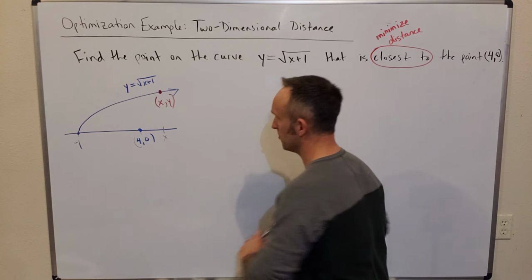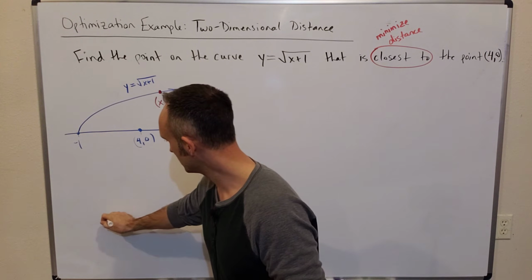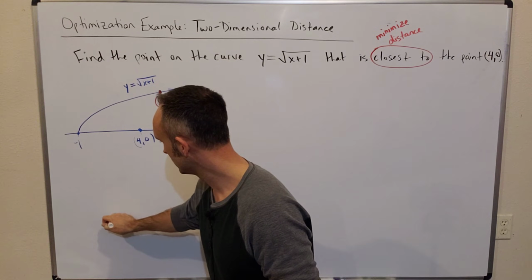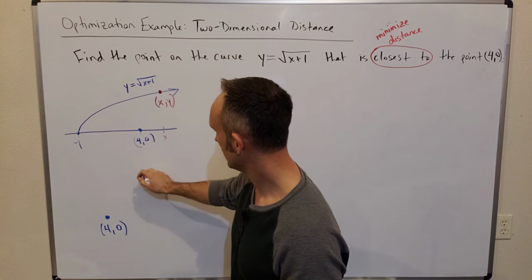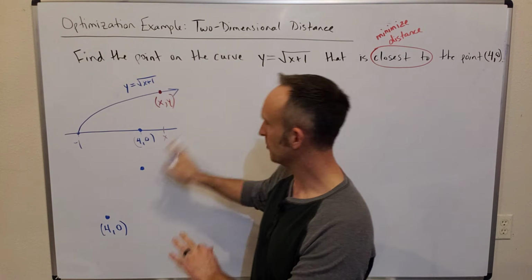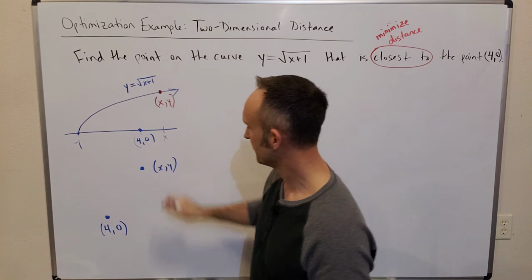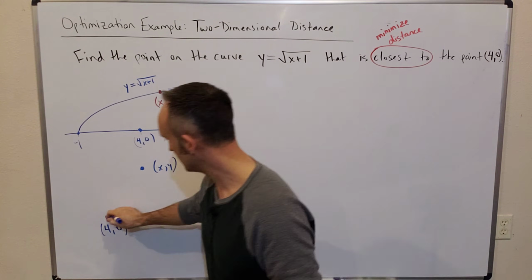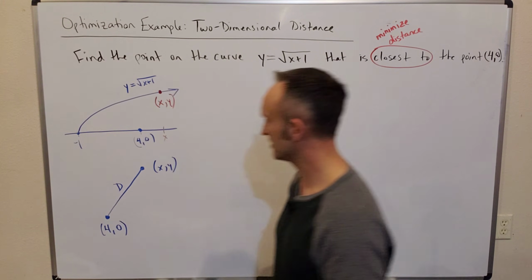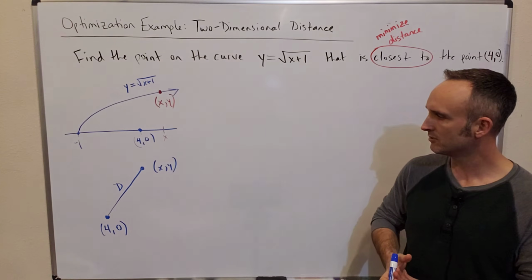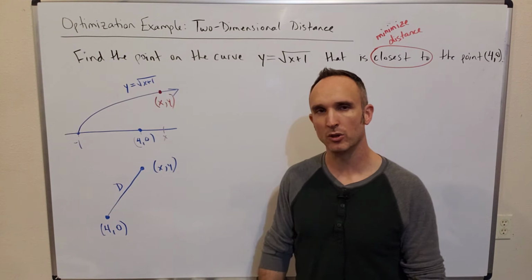So let me draw the picture here a little bigger. So we've got this point at 4, 0. We've got this point. It could be anywhere on the curve, so I'm just picking an arbitrary location. We'll call it x, y. And we want the distance between those 2 points. So we're looking for this distance there. Okay, we'll call it capital D. So how can I calculate the distance between those points?